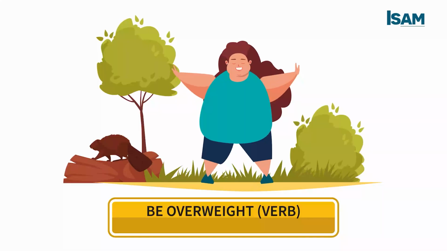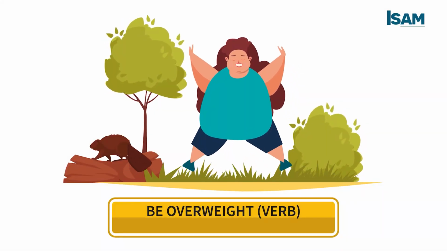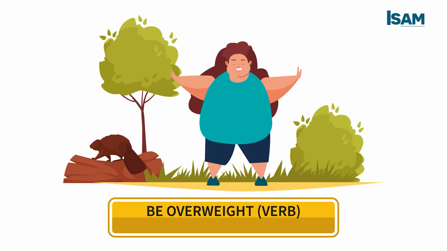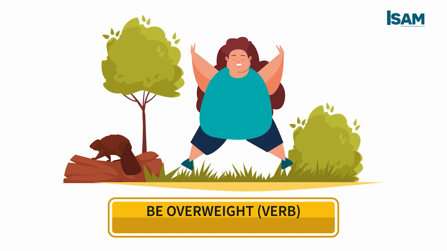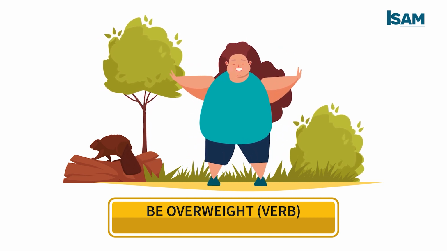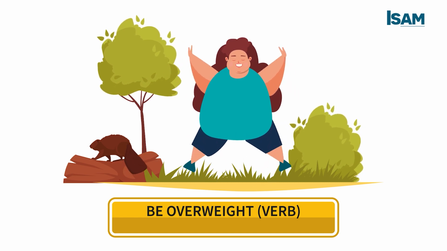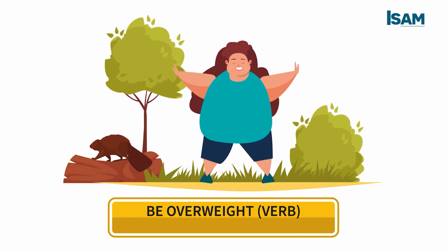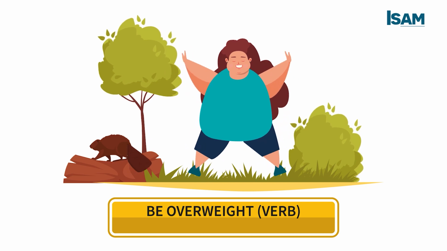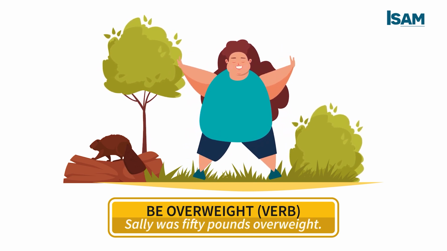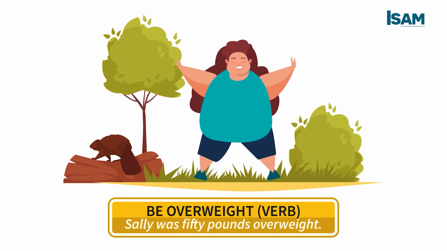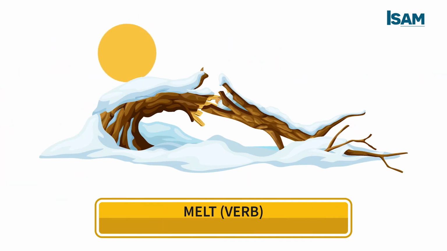Well, dear students, in this part we are going to learn about new words in this vocabulary. So let's see. Be overweight. This is a verb. It means being overweight or fat is having more body fat than is optimally healthy. For example, Sally was 50 pounds overweight. Melt. This is a verb.